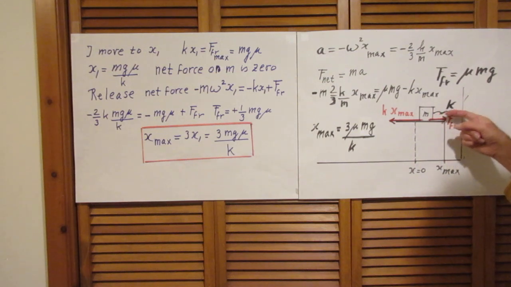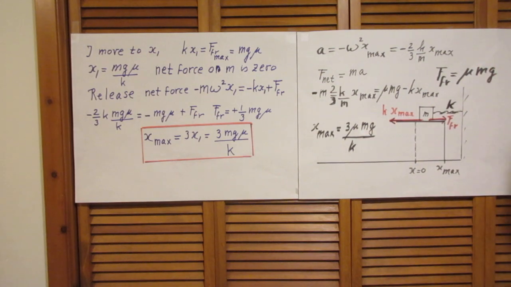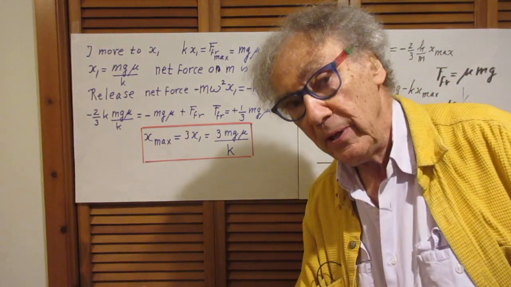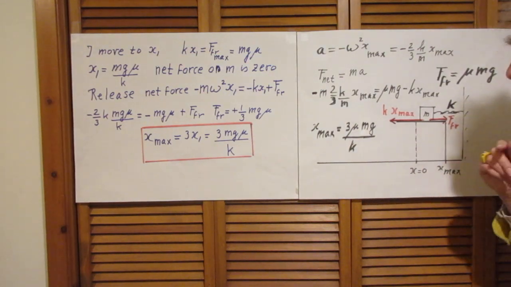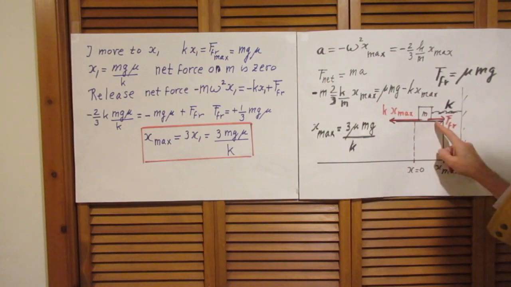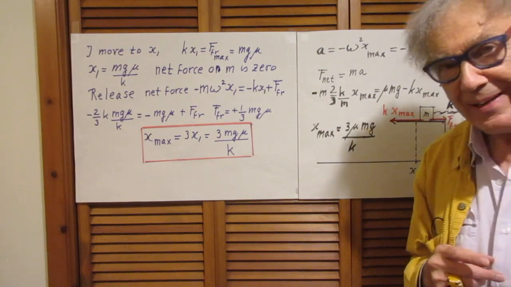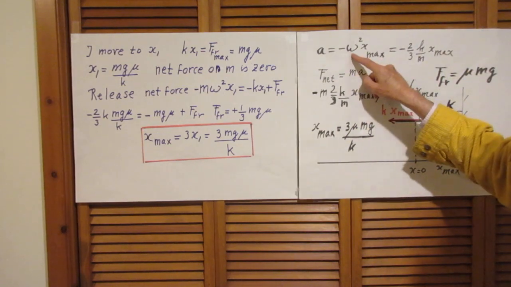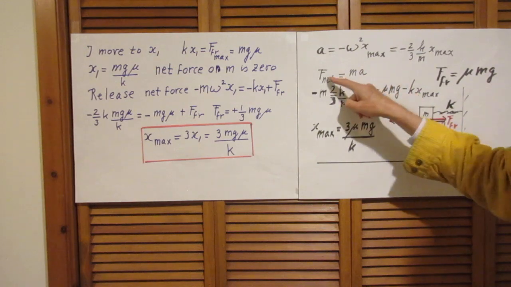So there is now a spring force in this direction, which is pushing it in this direction, which is kx max. The frictional force is obviously in this direction. And since it is the maximum that we allow it to be, that frictional force is now mu mg. So now, the net force on this object is the sum of these two vectors. That must be ma. But the acceleration, when it is in simple harmonic oscillation, is minus omega squared times x, and in this case it's x maximum. So this is the acceleration in this equation, f net equals ma.